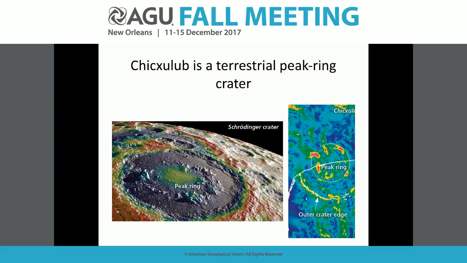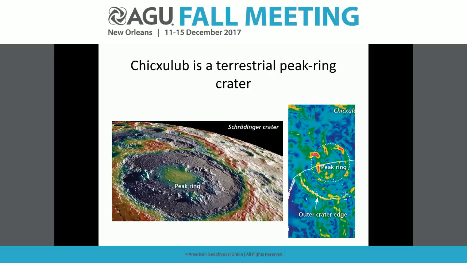So this is a comparison between Schrödinger. This is an image from David Kring, who overlaid GRAIL gravity on it. And it makes a nice transition to Chicxulub, because Chicxulub was only first recognized by gravity field. And that's the right-hand image, which shows the gravity field. It's not quite a one-to-one comparison, because the GRAIL gravity on the left is just the vertical acceleration of gravity. On the right, what you're seeing is the gravity gradient. But it still points up the fact that you can see these rings in gravity field, and that's a good way to investigate the craters.